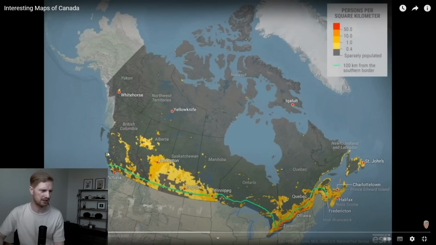First one we've got here is, let me see, population. So we can see here persons per square kilometre. As I've learned on previous videos, the majority of the population of Canada is very close to the border of the USA. We can see that here. We do see some areas like here and here that are very unpopulated.